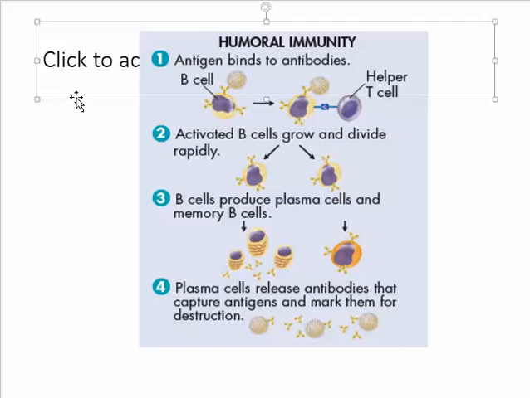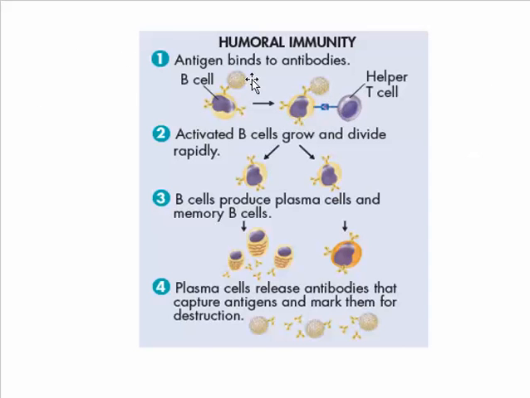So on this one, with the humoral immunity, the antigen binds to the antibodies, okay? You have what are called helper T cells, and these come in and help to activate those B cells. The activated B cells will grow and divide, and they'll either become plasma cells or memory B cells.